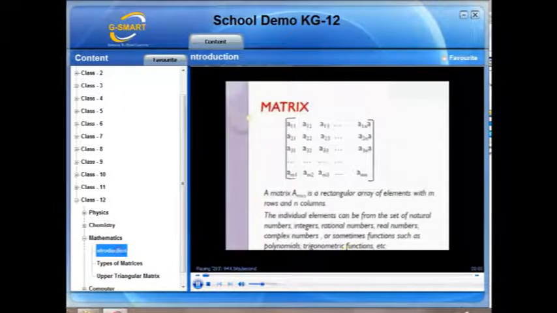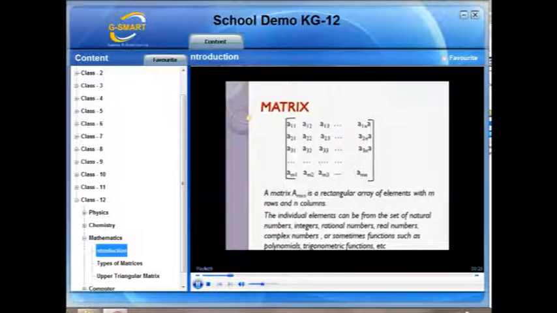Now what is a matrix in mathematics? We can define matrix A m cross n as a rectangular array of elements with m rows and n columns. In other words, it is simply a representation of data in a rectangular form, represented in rows and columns. Rows are the horizontal lines here and the columns are the vertical lines.